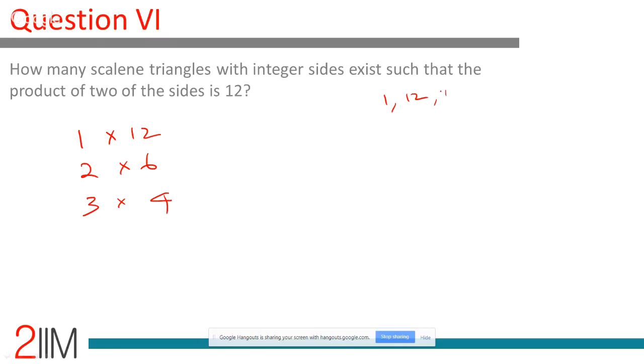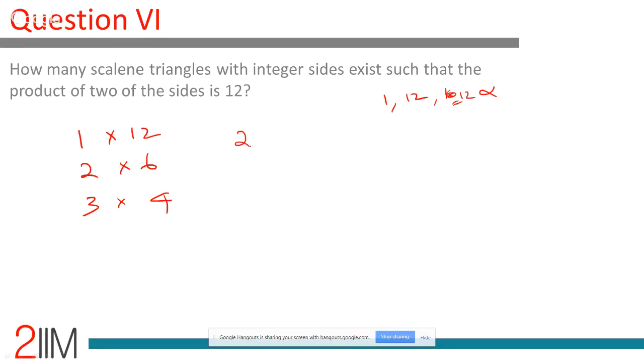Think about this. What could be this third side? 1 plus 12 should be greater than k. 1 plus k should be greater than 12. So what are the possible values? Even if k were 11, 1 plus 11 is not greater than 12. If k were 13, 1 plus 12 is not greater than 13. The only possible value k can take is 12. So the two sides were 1 and 12, and the third side has got to be 12 for us to have a possible triangle. But we know that the triangle we're looking for has to further be a scalene triangle. So this doesn't work. There's nothing possible with 1, 12.